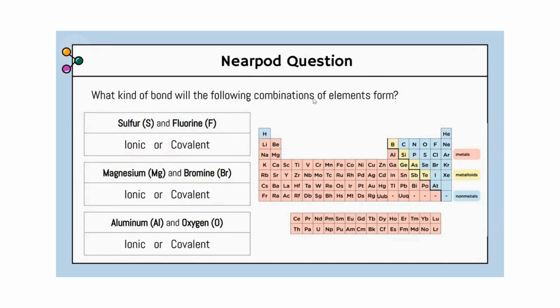So which kind of bond will the following combinations of elements form? Try to find them. If you'd like to pause the video and try to do this on your own, feel free. And I will now go through these.